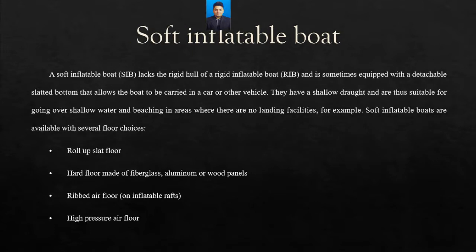Soft inflatable boats are available with several floor choices. The other type is the soft inflatable boat. A soft inflatable boat, SIB, lacks the rigid hull of a rigid inflatable boat and is sometimes equipped with a detachable slatted bottom that allows the boat to be carried in a car or other vehicles. The choices are between a roll-up slat floor, a hard floor made of fiberglass, aluminum or wood panels, a ribbed air floor, or a high-pressure air floor.